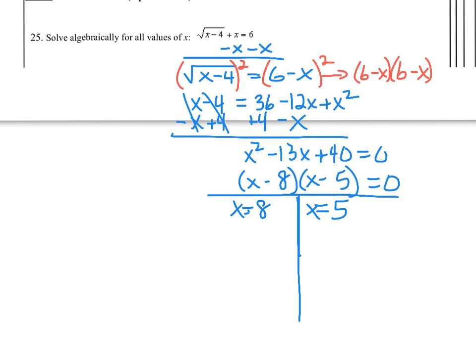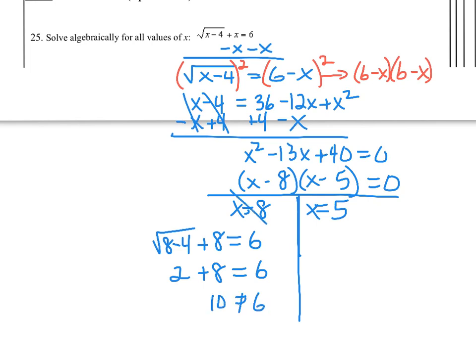So I'm going to go back up to the very original equation, and that had a square root, right? Let's put in 8 where I see an x. So I have the square root of 8 minus 4, then plus, there's another x, so I'm going to put another 8, equals 6. Well, 8 minus 4 is 4, right? And the square root of 4 is 2. Plus 8, well, look at that. That's not going to work, is it? So 10 does not equal 6, which means we are going to reject that solution.